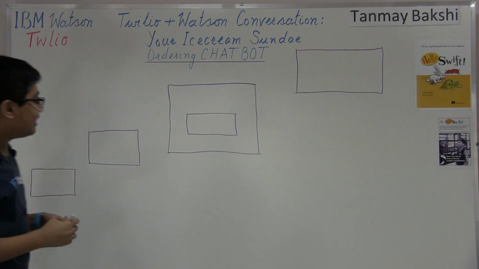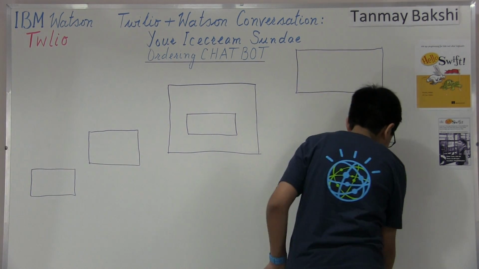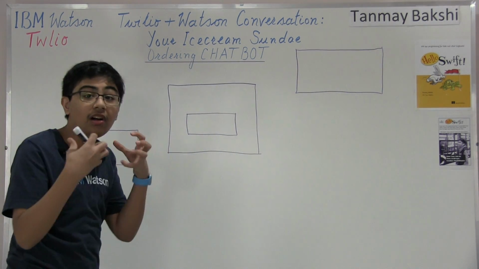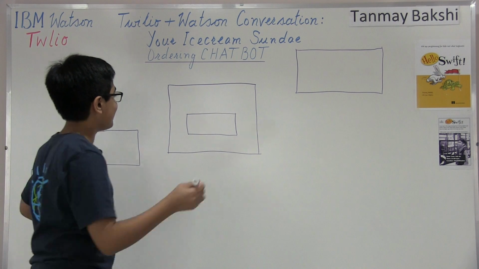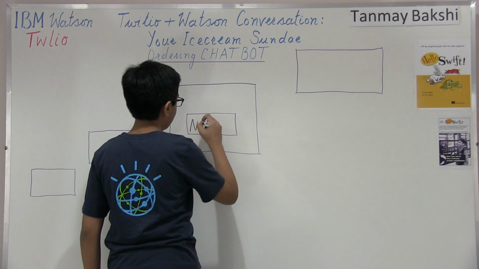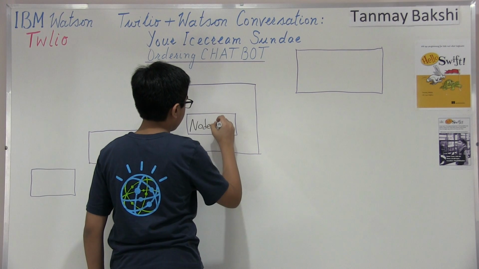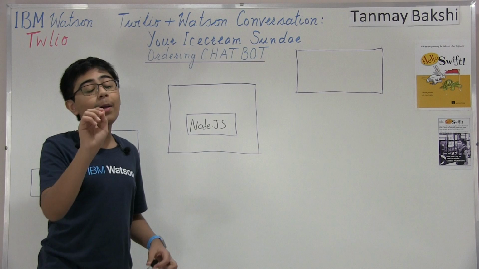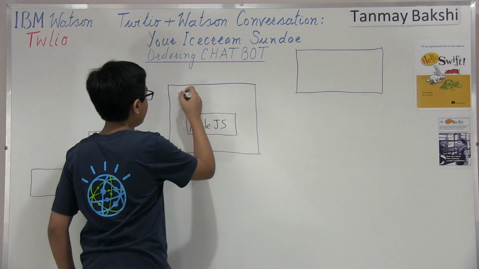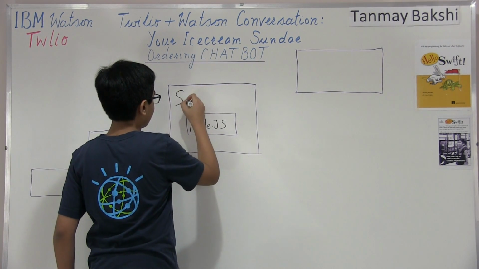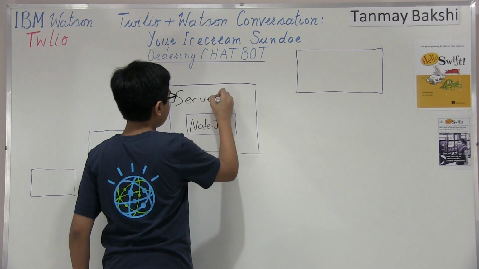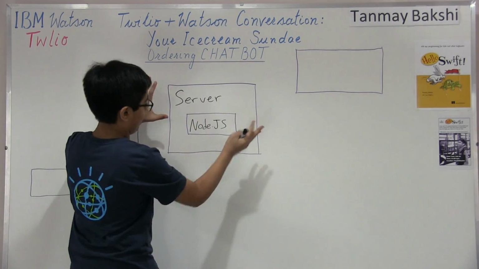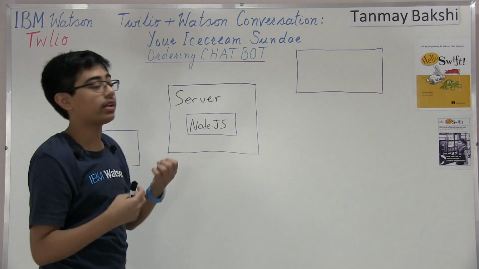Now let's label these parts. This application has been coded in Node.js, so the very heart of our application resides in Node.js. Node.js is running an Express server on port 3000 on top of an Ubuntu server. This is our heart. It controls everything and does all the orchestration.